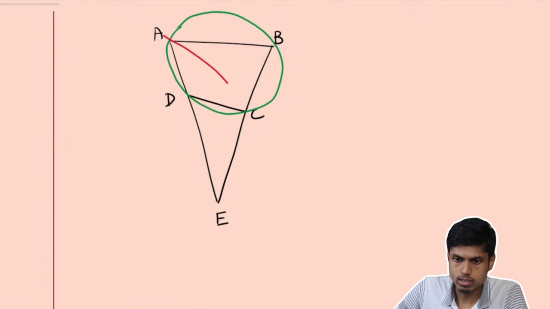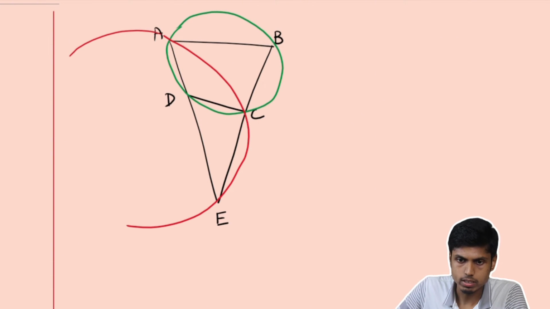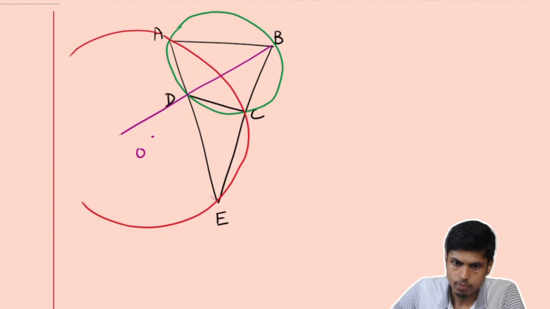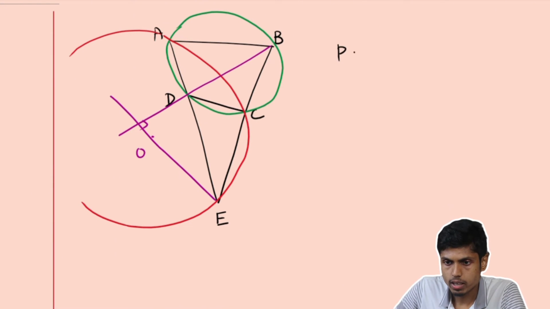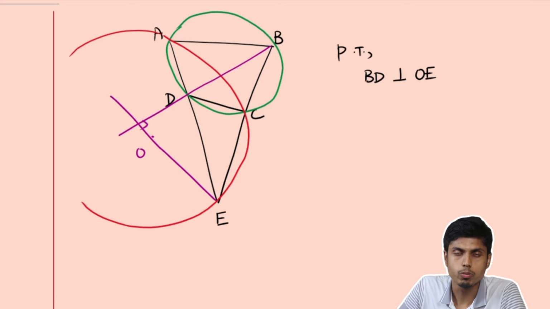Now let us consider the circle through the vertices A, C and E. So it will be like this, and call the center of the circle O. Then we have to prove that BD is perpendicular to OE. So we have to prove BD is perpendicular to OE. Let us use Reim's theorem to prove it.